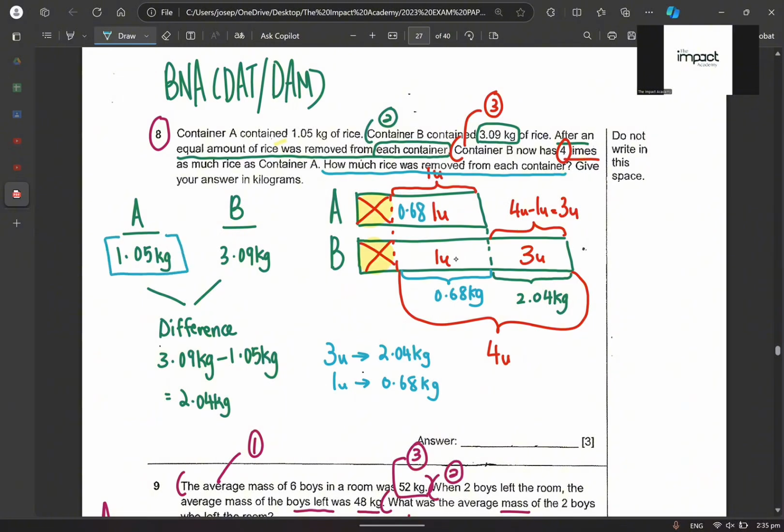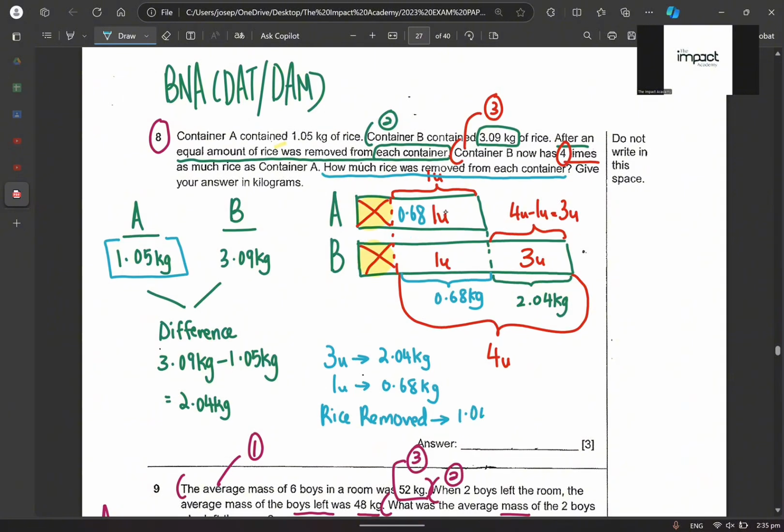A has 1.05 kg. So this entire thing is 1.05 kg. So the rice that was removed is basically equal to 1.05 kg minus 0.68 kg. All right, 1.05 minus 0.68, we get an answer of 0.37 kg.